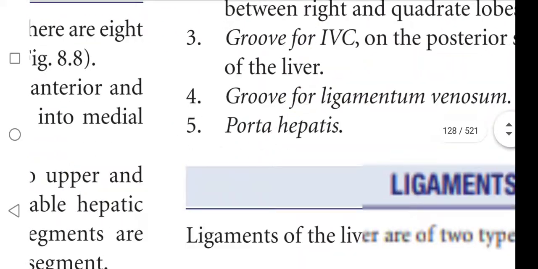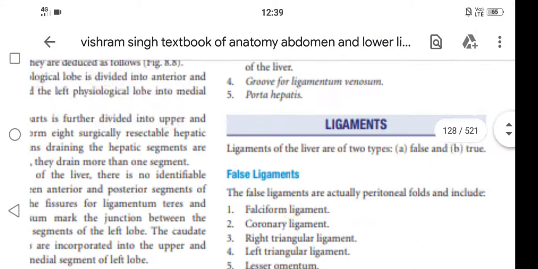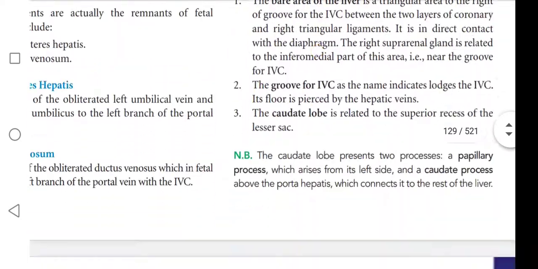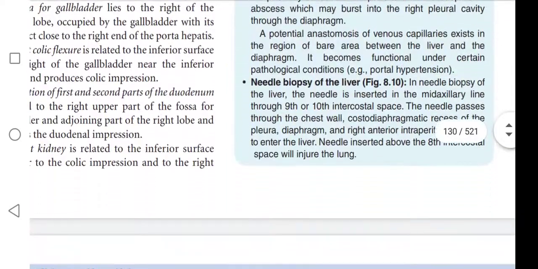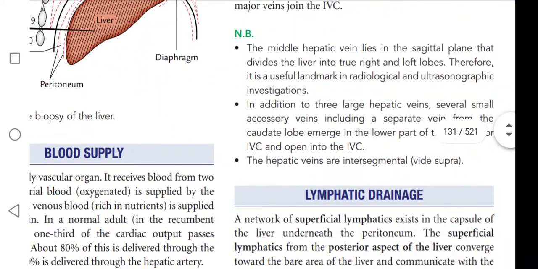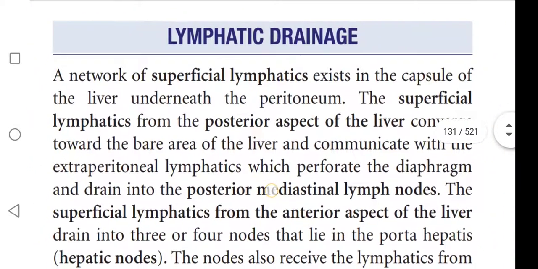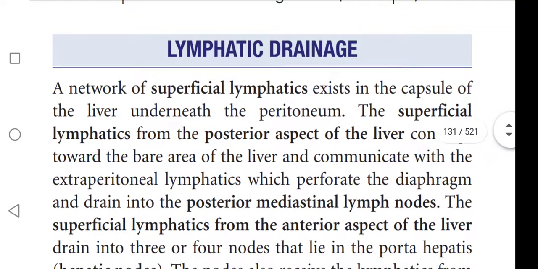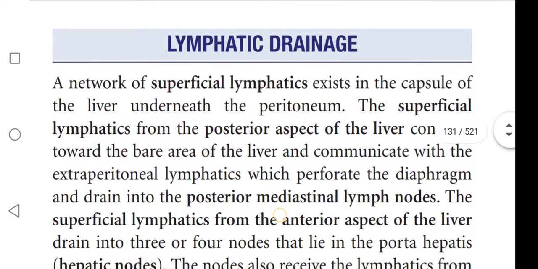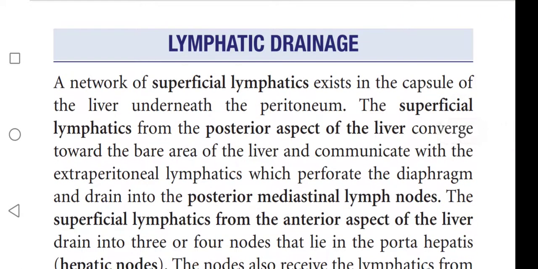Next, coming to the lymphatic drainage of the liver. A network of superficial lymphatics exists in the capsule of the liver underneath the peritoneum.